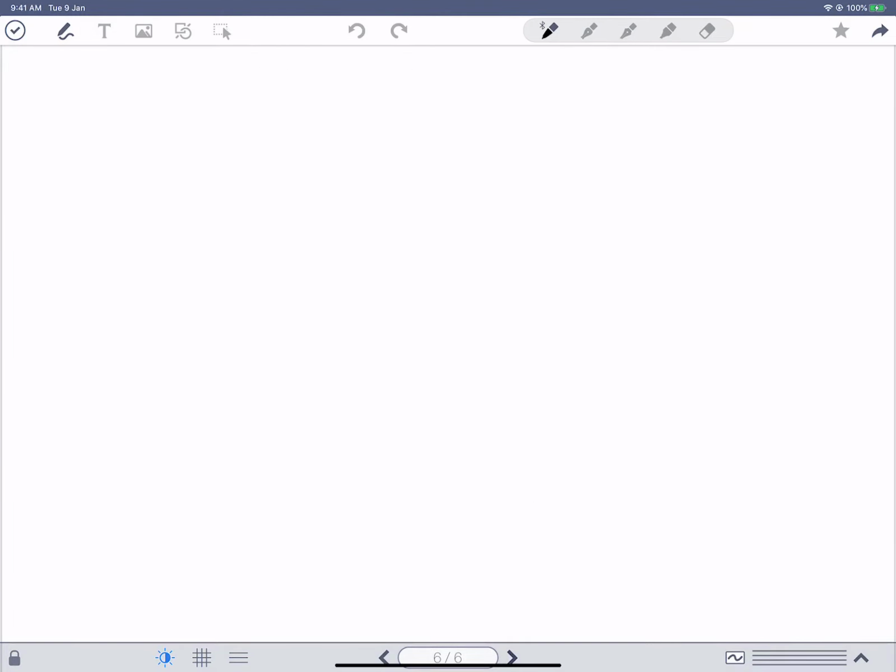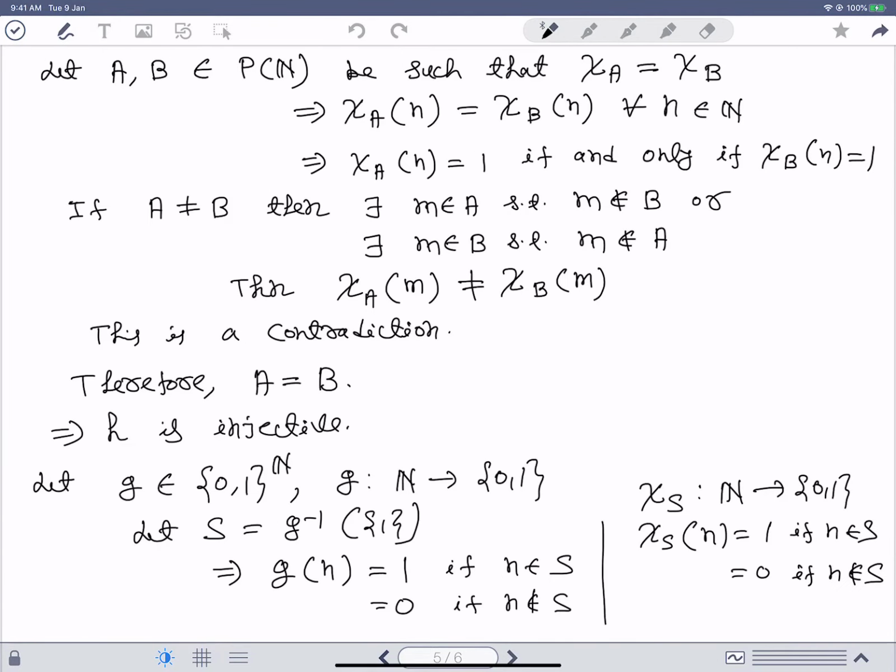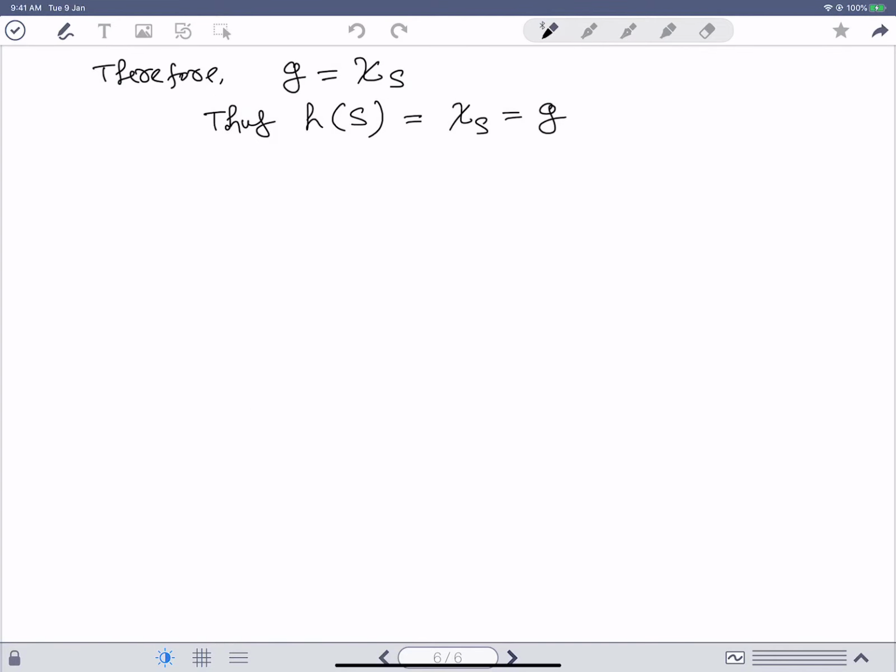Therefore g is equal to chi of S. So thus h of S equals chi of S equals g. And from this we can easily see that S is a subset of n, right? So therefore h is surjective.